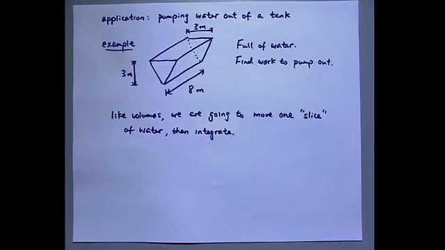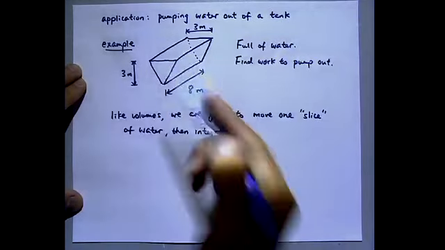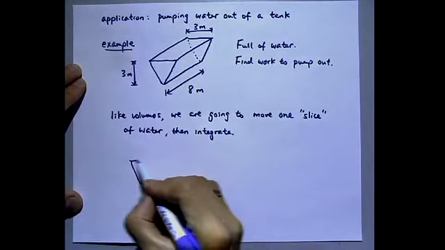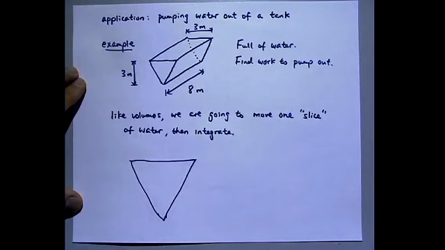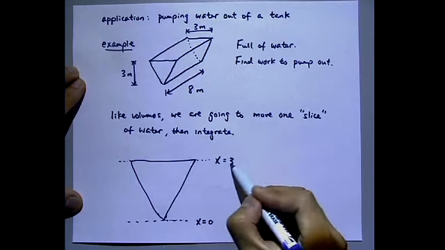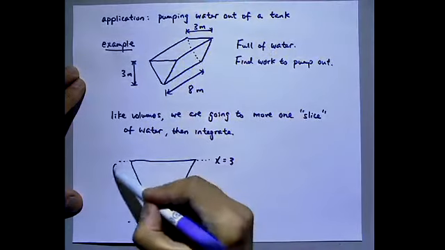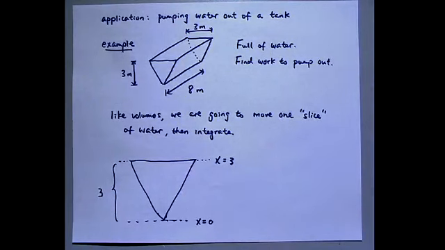Okay, so the process is a little bit complicated when you first look at it, so let me show you how this works. Let's take this triangle, the front side of the triangle here. Let me blow it up just a little bit more. Now I'm going to say x is equal to 0 at the bottom of the tank. And because we know this thing is 3 meters tall, x is equal to 3 at the very top of the tank.